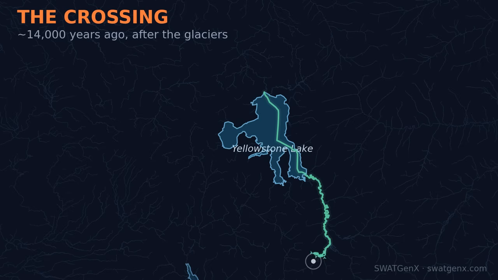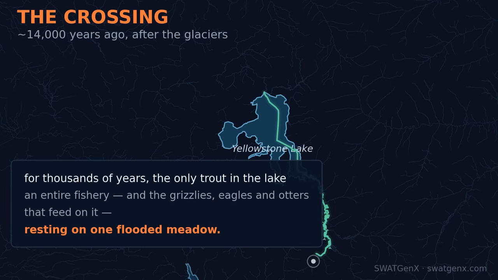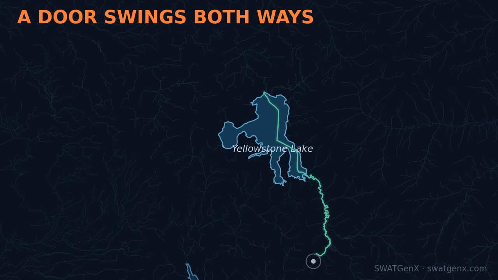After the glaciers retreated, roughly 14,000 years ago, cutthroat trout from the Pacific side crossed at Two Ocean Pass and settled the upper Yellowstone. For thousands of years afterwards, they were the only trout in the lake. An entire fishery, and the grizzlies, eagles, and otters that feed on it, resting on one flooded meadow. But a door does not care which way you walk through it.